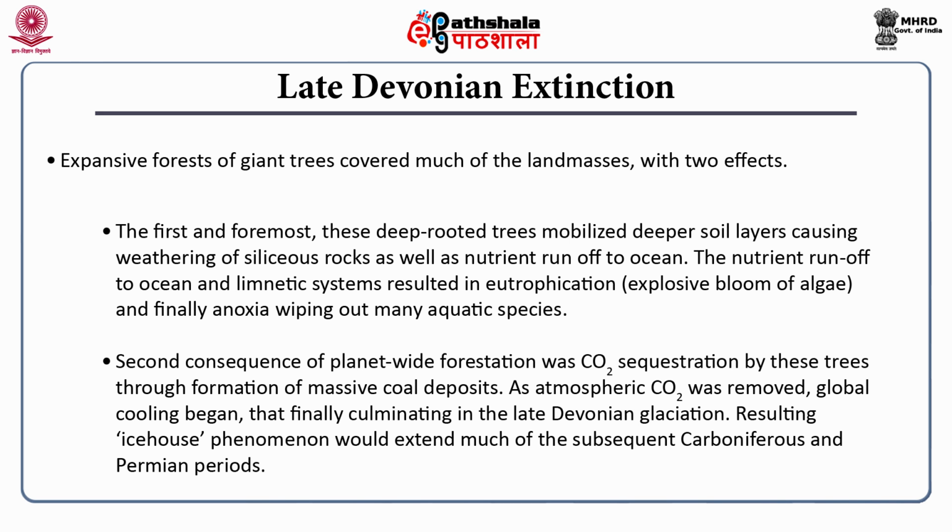Now, the second consequence of the planet-wide deforestation is CO2 sequestered by these trees through the formation of massive coal deposits, the direct CO2 sequestration by the trees of the Devonian era, that might have actually led to a global glaciation. As atmospheric CO2 was removed, global cooling began, finally culminating in the late Devonian glaciation, resulting in the ice house phenomenon that would extend through much of the subsequent Carboniferous and Permian periods.